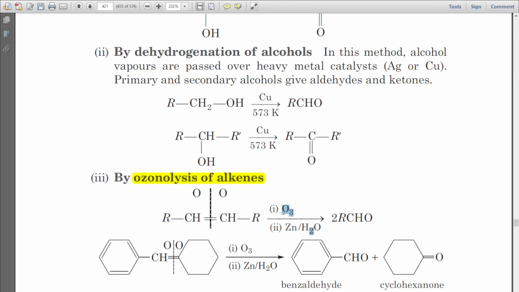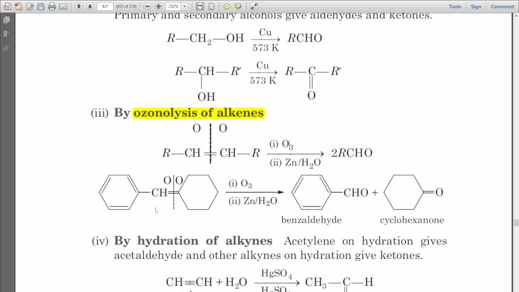Now this ozone gas has 3 oxygen atoms. One oxygen atom goes with the zinc atom to form zinc oxide as a byproduct. The other 2 oxygens are divided equally on both of the sides of the double bond, and therefore you can obtain aldehyde or ketone depending on the configuration of the alkyl groups and branching of the chain.